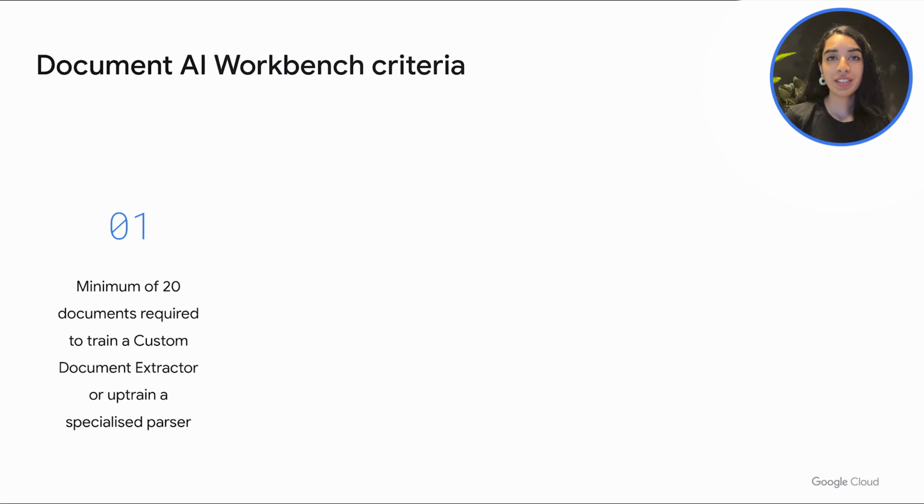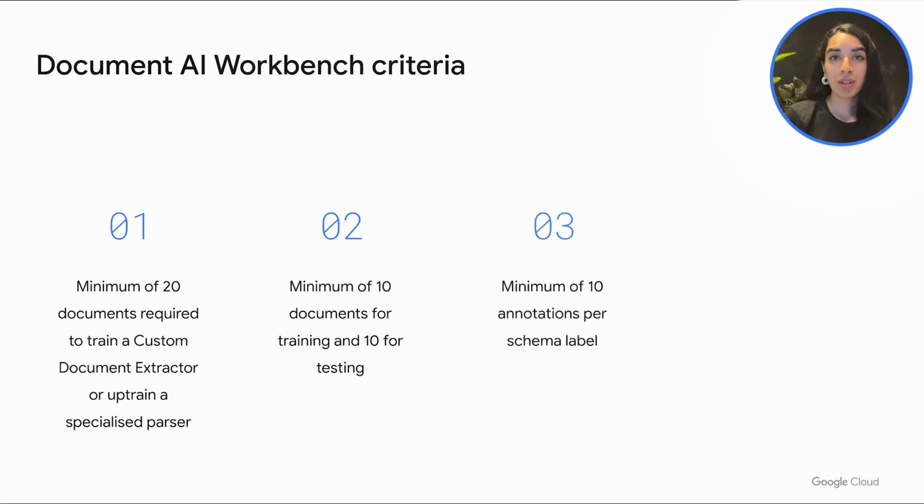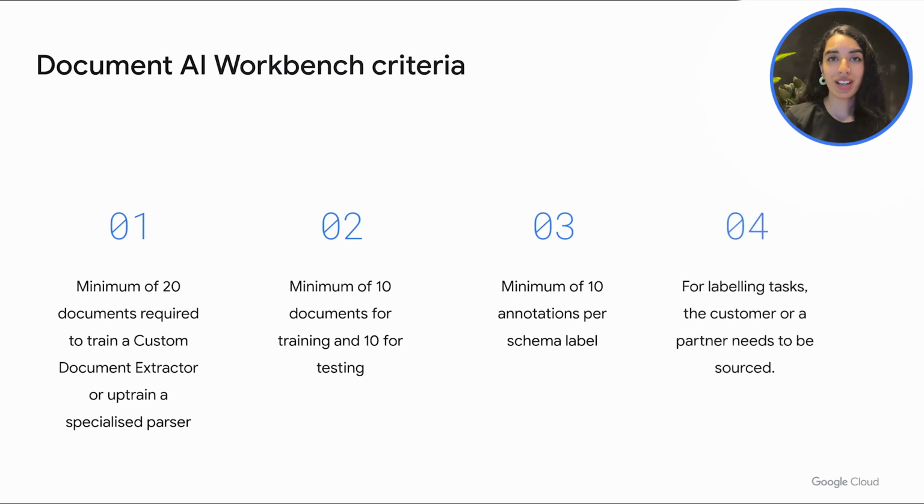However, there is a certain criteria to be met while working with Document AI Workbench. A minimum of 20 documents is required to train a custom document extractor or uptrain a specialized processor. You would reserve a minimum of 10 documents for training and 10 for testing. You need a minimum of 10 annotations per schema label. For labeling tasks, the customer or a partner needs to be resourced to label the documents.